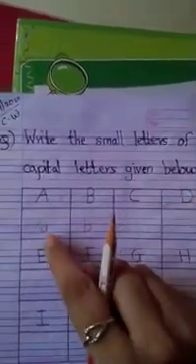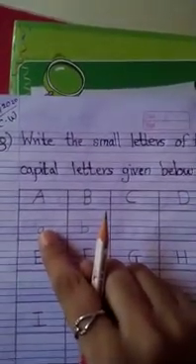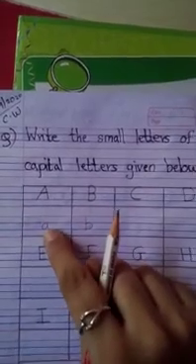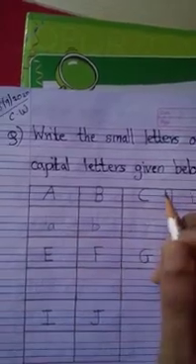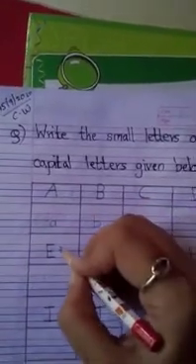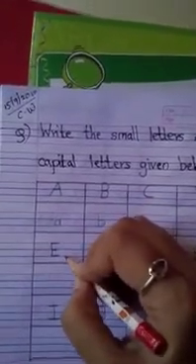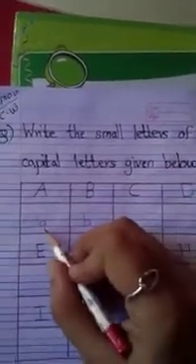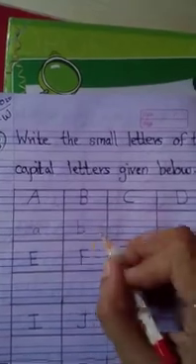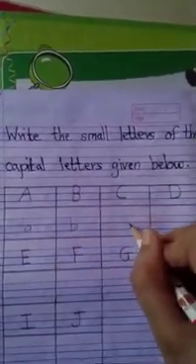Okay, like this you have to write. And remember to write small letters in 2 lines only. Okay, 1, 2. ये 2 lines में ही small letters लिखने हैं. And capital letters in 3 lines. 1, 2, 3. Okay. This is capital A, small a. This is small b. Now we'll write the small c. This is small c.